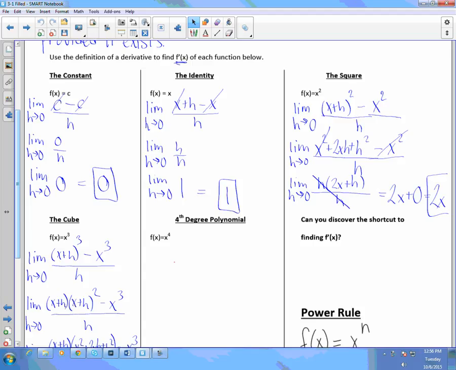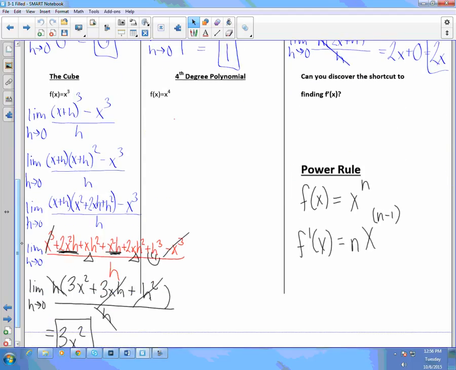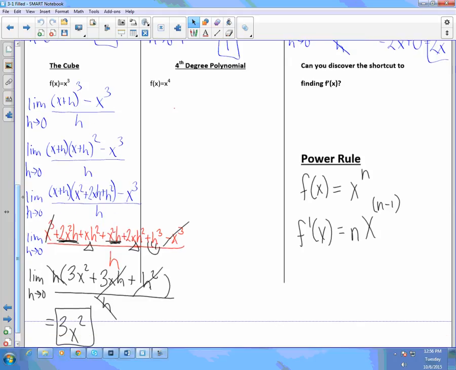The constant was a 0 power, and the derivative was 0. And the function f of x is x, so the first power, and the derivative was 1. When it was x squared, the derivative was 2x. And when we had x cubed, notice it got more and more complicated as that went up. X cubed became 3x squared. And what we decided was the shortcut is called the power rule.